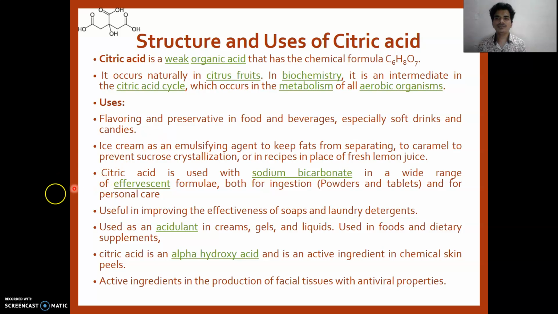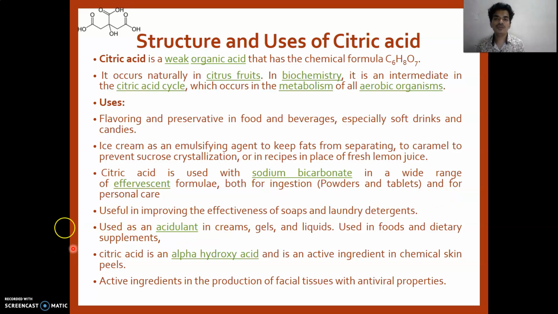Then uses: it is used as a flavoring and preservative in food and beverages, especially soft drinks and candies, in ice creams, as an emulsifying agent to keep fats from separating, and in caramel to prevent sucrose crystallization, or in recipes as a substitute for fresh lemon juice. Then citric acid is used with sodium carbonate in a wide range of effervescent formulations, both in, for example, ingestion of powders and tablets for personal care.